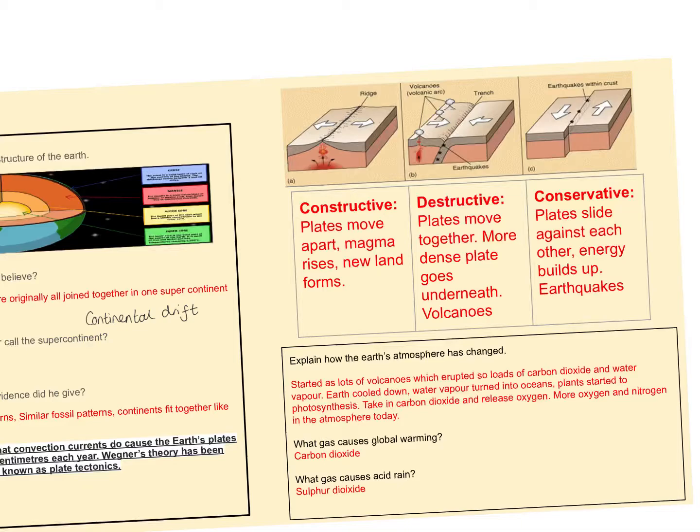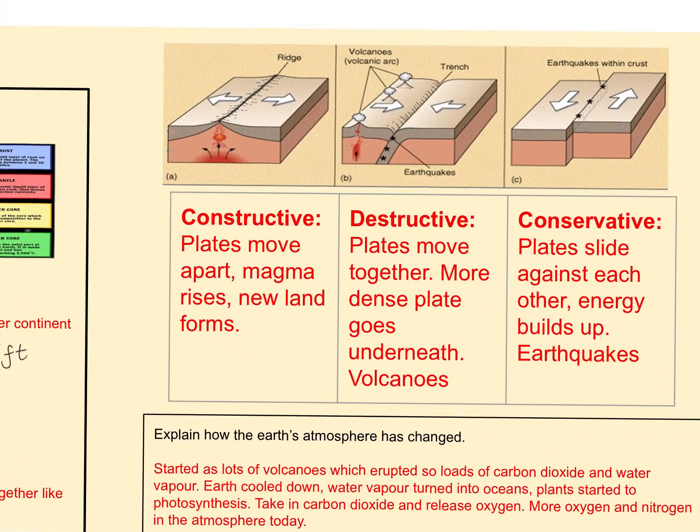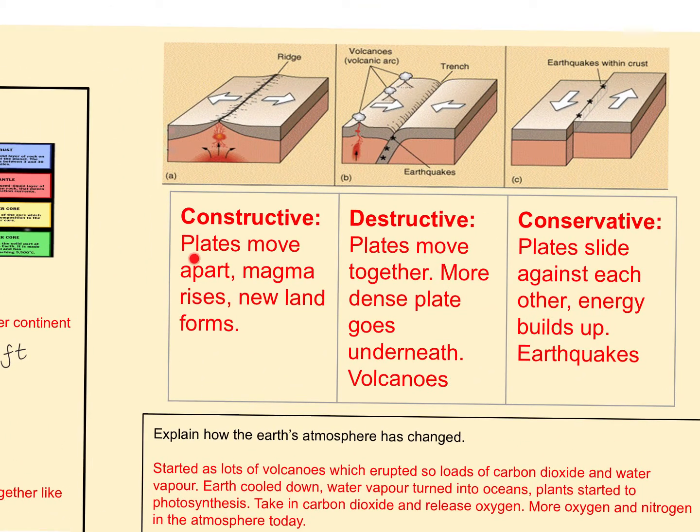Okay, there are 3 types of plate boundaries you need to know about. Constructive: when the plates move apart, magma rises and new land forms. Destructive: plates move together, the more dense plate goes underneath, and this is where volcanic eruptions occur. And then conservative: when the plates slide past each other, energy builds up and causes earthquakes.